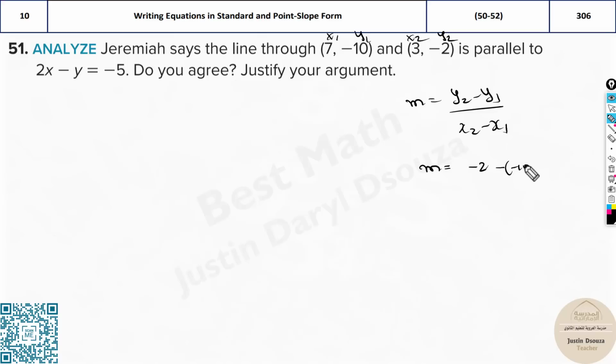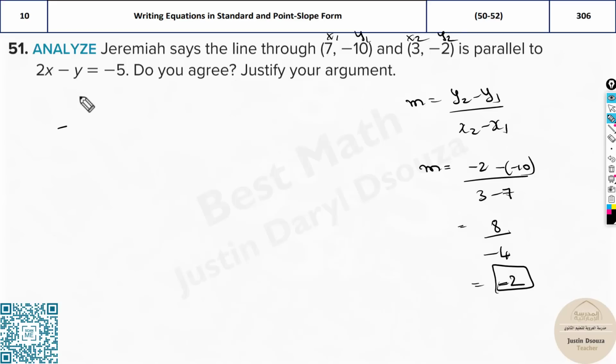Minus 2 minus of minus 10 divided by 3 minus 7, and the answer would be, it's plus 10 minus 2, it's 8 divided by 3 minus 7, that would be minus 4. So the final answer would be negative 2 here, because 8 by 4 is 2, but the minus sign is there, so it's minus 2. Now what about this line?